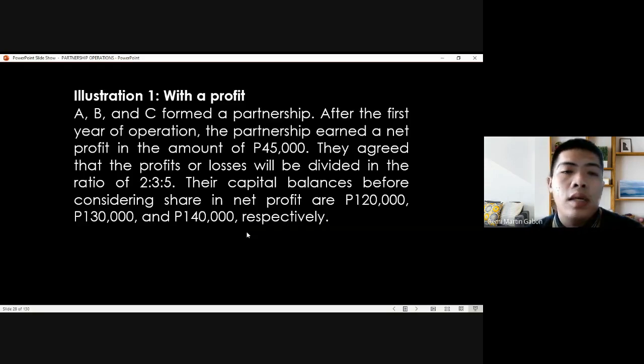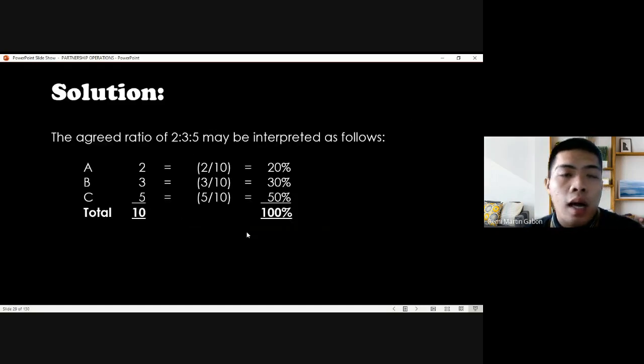form of percentage. Okay? So using the agreed ratio, we are going to have it interpreted as follows: 2/10, 3/10, and 5/10, or 20%, 30%, 50%, for a total of 100%. Okay, it's up to you how you're going to interpret the 2:3:5 ratio. Okay, so that's only my presentation.